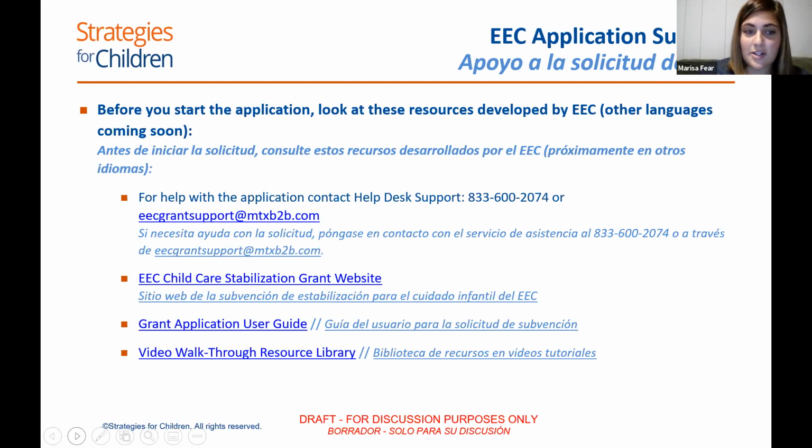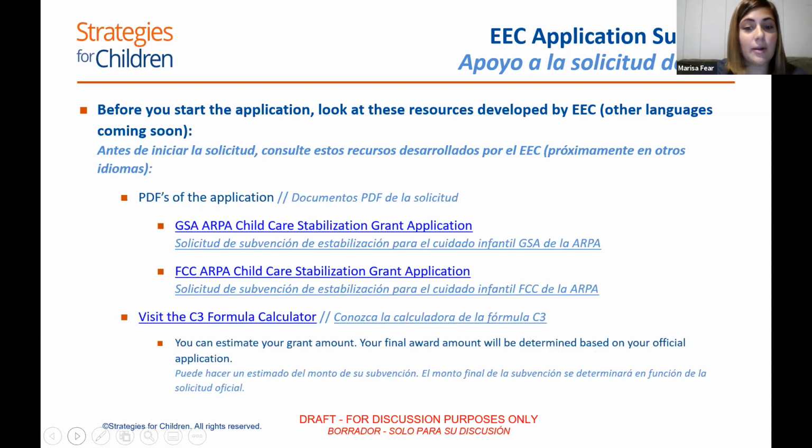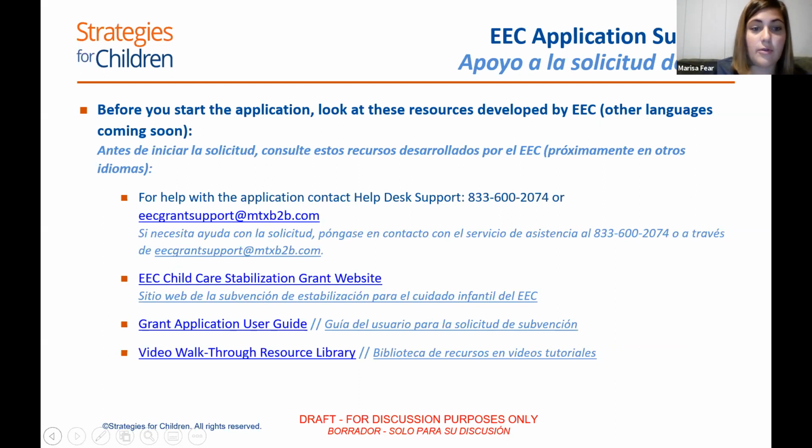In the resource section on EEC's website, they have included a user guide for programs, which shows you how to log into the application, where to find the application, and how to fill out specific parts of it. It takes you through the entire application and shows you how to use the website itself and what information EEC is asking for. It has some pretty descriptive little bubbles that pop up and show you what information you should include for each section. So I'd encourage everyone to take a look at the user guide.